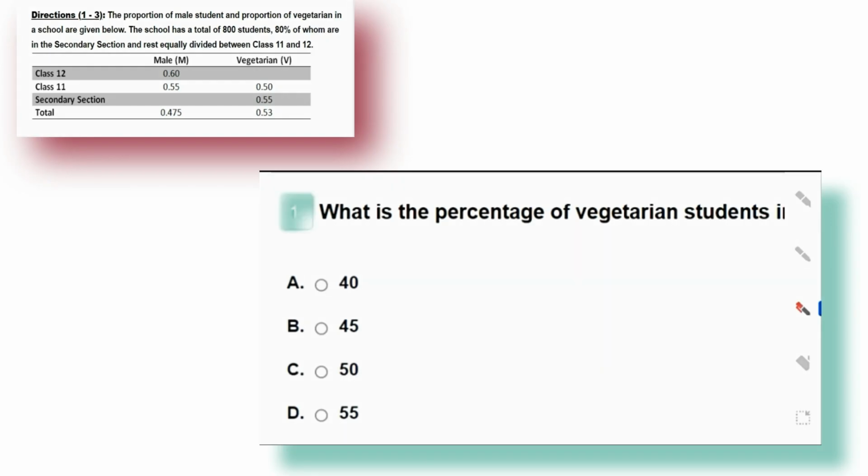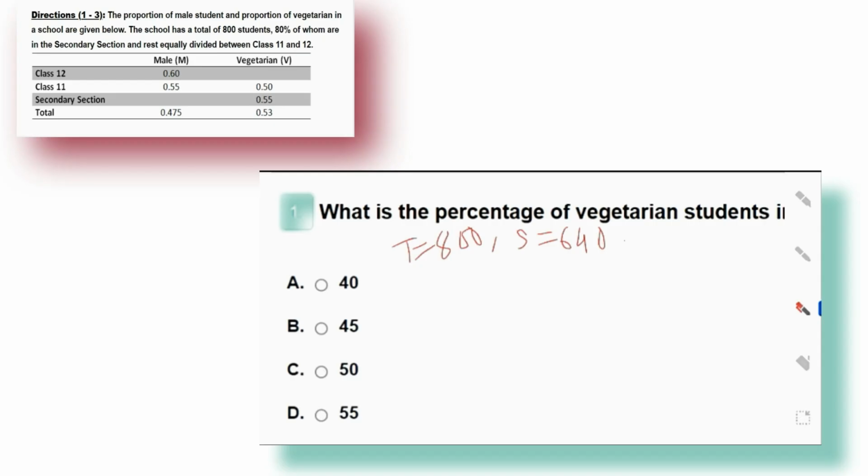So what's the total number of students? Total number of students is 800, that is given. And what's the total number of students present in the secondary section? That is 80% of total. 80% of total means 8 multiplied by 80, right? That is 640. So total present in the secondary section is equal to 640. How? 80% of 800, that means 8 multiplied by 80, right? That is 640. Okay, and now the task is, what is the remaining number of students?